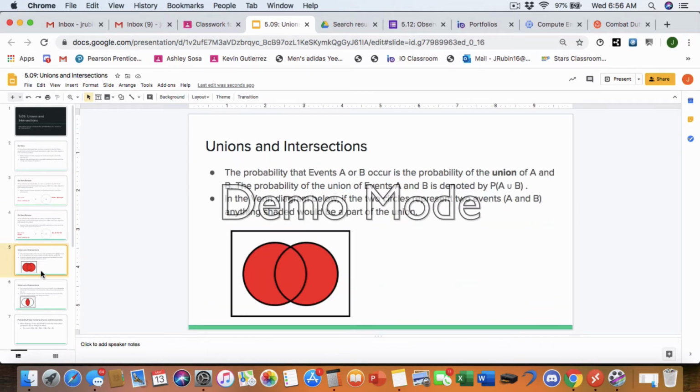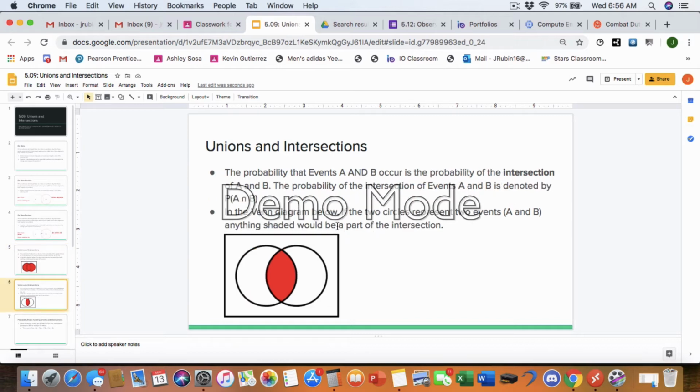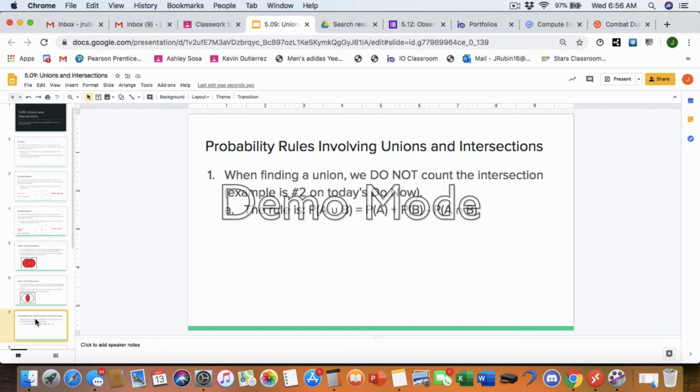So let's review unions and intersections. If you're talking about a union, that's the or statement, with the U. Everything's covered, because this circle is A, this circle's B, so A or B means it could be A, it could be B, it could be both. The intersection means it has to be both. Where is it both and only both? Right in the middle where they overlap.